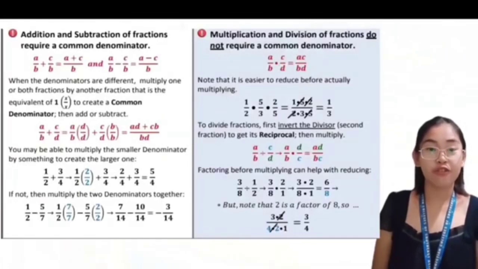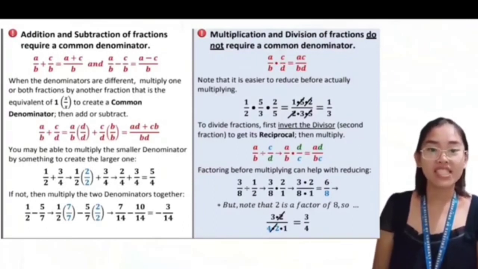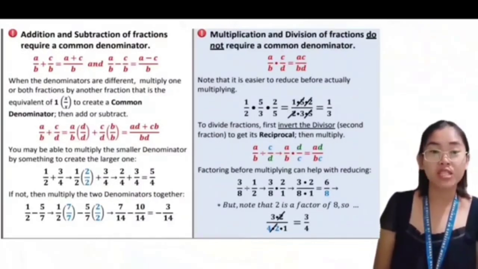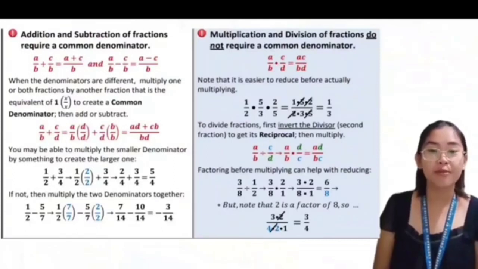Addition and subtraction of fractions require a common denominator. When the denominators are different, multiply one or both fractions by another fraction that is equivalent to 1 to create a common denominator, then add or subtract. You may be able to multiply the smaller denominator by something to create the larger one. If not, then multiply the two denominators together.